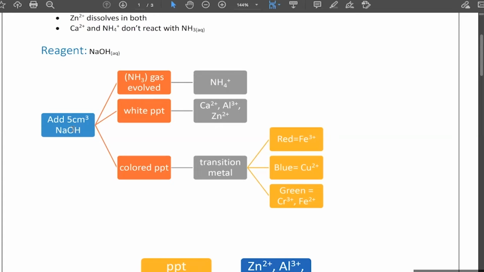So there are three options in our syllabus. You can either get calcium hydroxide, aluminum hydroxide, or zinc hydroxide. They're all white. They're all insoluble. And that's what we see. We see hydroxides which are insoluble as white colored.